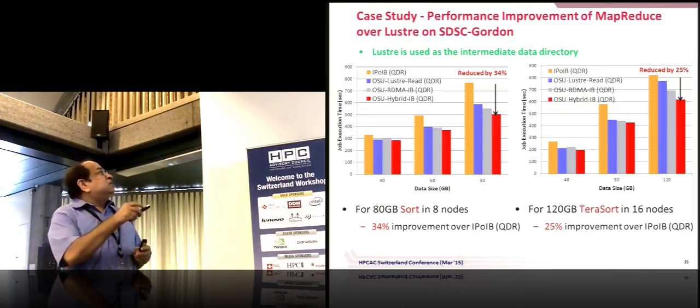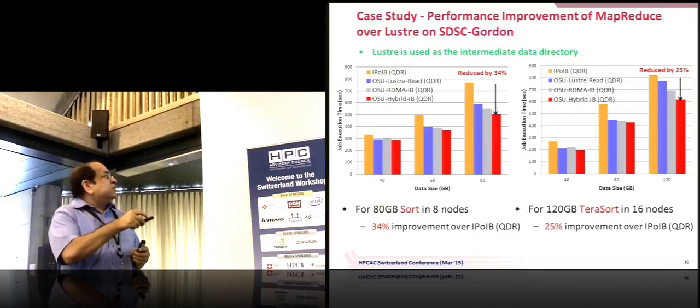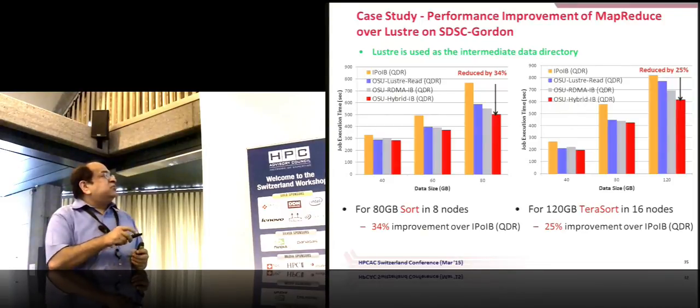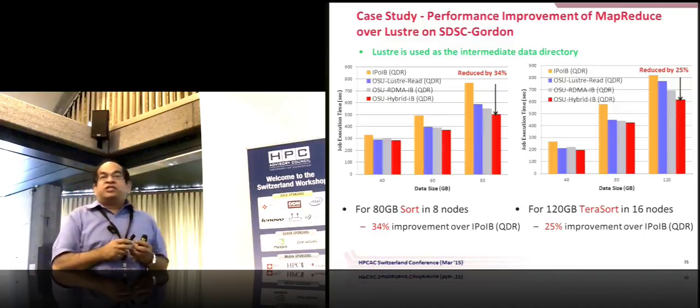Okay, so here what we are trying to show, this is IP over IB. This is the OSU Lustre read, this is the RDMA design, and this is our hybrid design. That is the best combination. So here you will see that on 8 nodes, we get around 34% improvement. For 128 gigabytes of TeraSort, we see around 25% improvement.